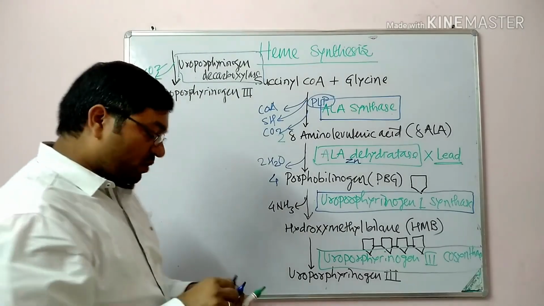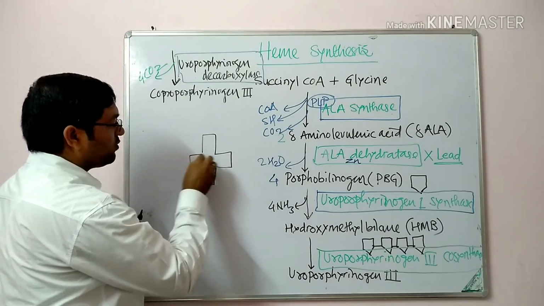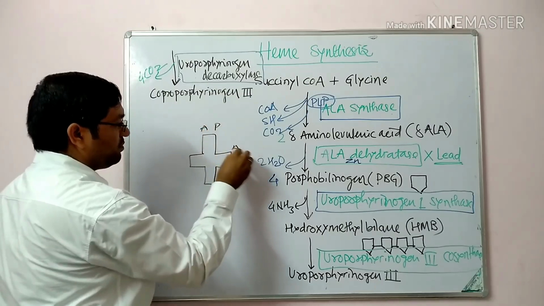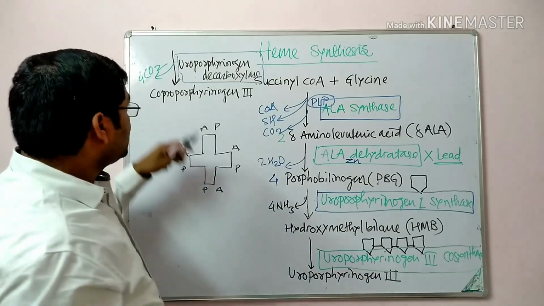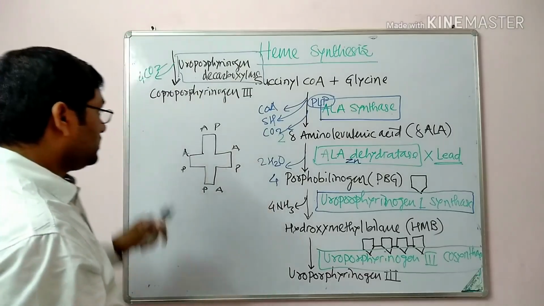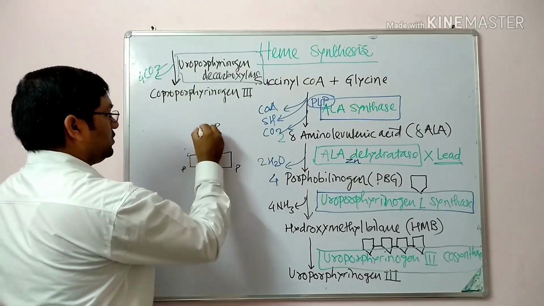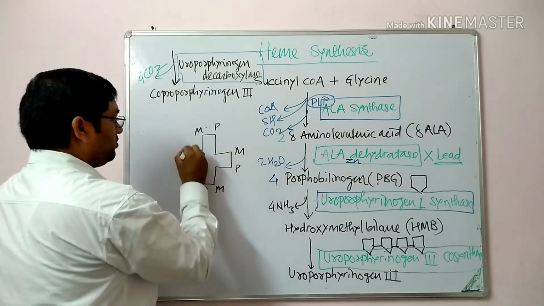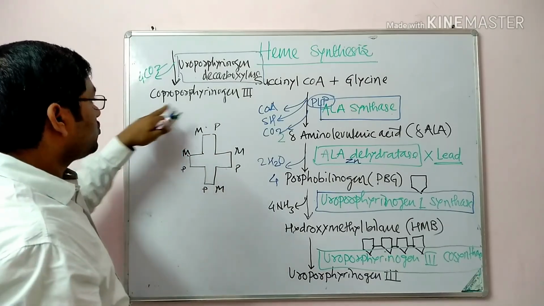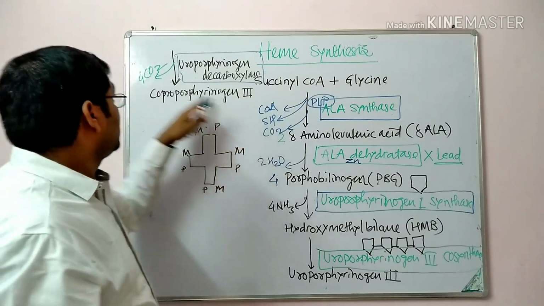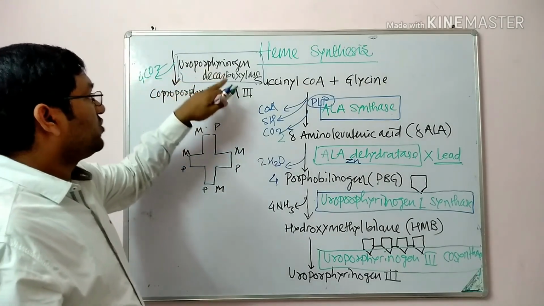What happens in this step? This is the structure we already discussed. This is the structure of uroporphyrinogen 3, that is AP, AP, AP, and PA. On decarboxylation, there is removal of 4 CO2 molecules. This converts the acetyl group into the methyl group. Now MP, MP, MP, PM. So this is coproporphyrinogen 3, with the removal of 4 CO2 with the help of the enzyme uroporphyrinogen decarboxylase.